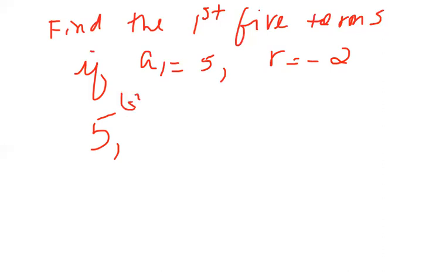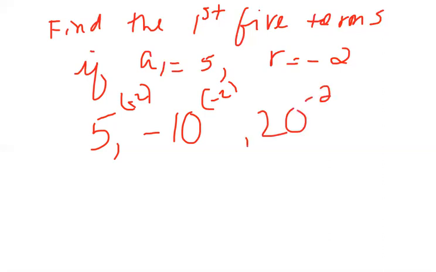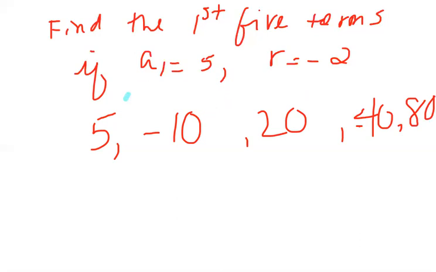5 times -2 gives you -10. Then you take your -10, multiply it by -2. That's going to give you 20. Then you're going to multiply this by -2, and that's going to give you -40. You notice how the signs are alternating, and then multiply -40 by -2, and that's going to give you +80. And just like that, guys, you have the first 5 terms of the sequence. And there you are.